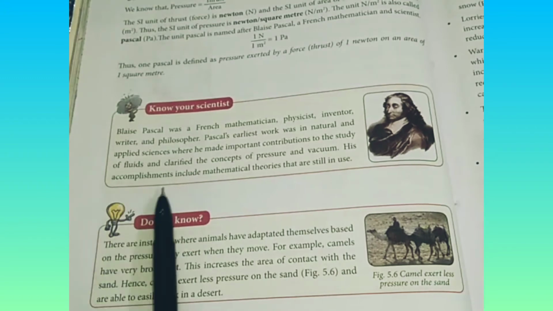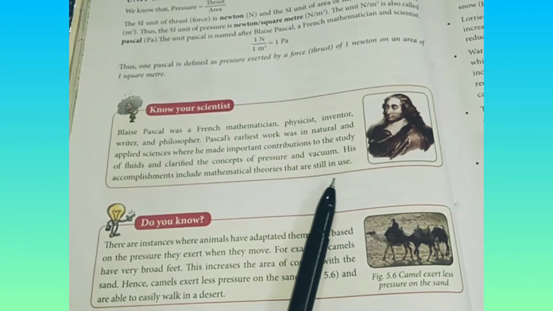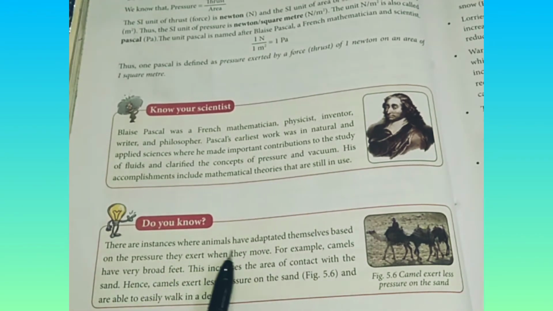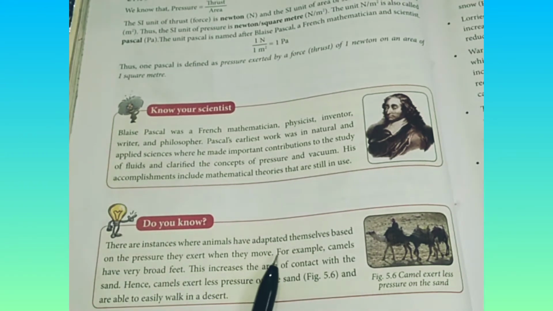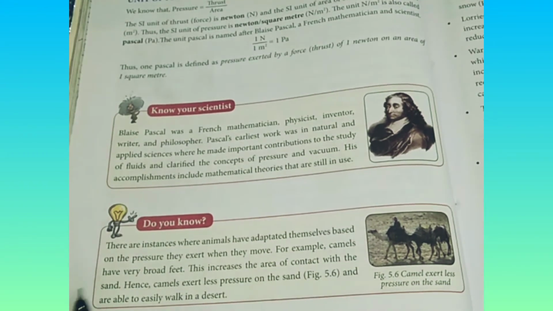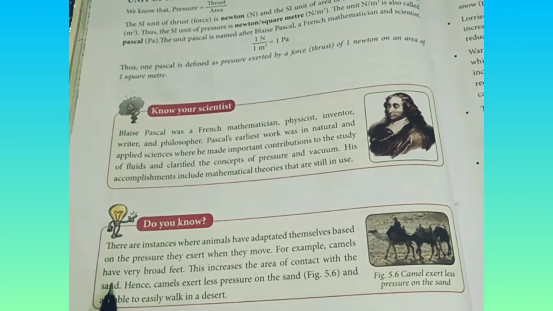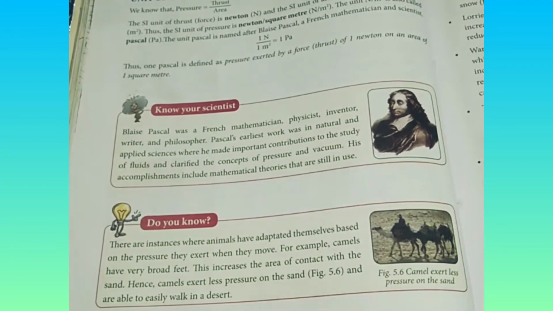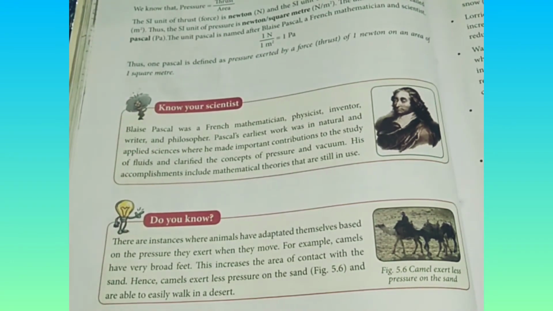His accomplishments include mathematical theories that are still in use. These are instances where animals have adapted themselves based on pressure they exert when they move. For example, camels have very broad feet. This increases the area of contact with the sand, and hence camels exert less pressure on the sand and are able to easily walk in a desert.